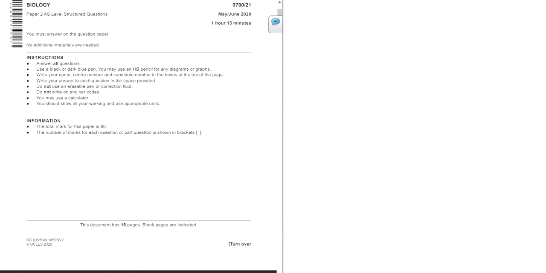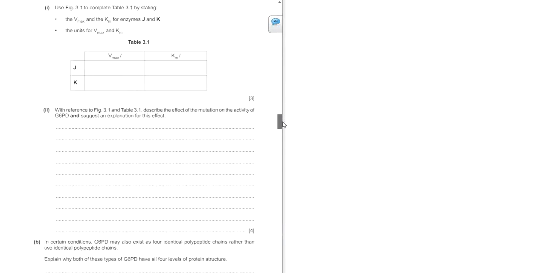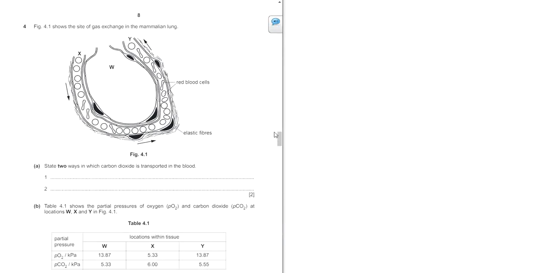We are in lesson 3, completing the paper 2 AS level structured questions for biology, the May-June 2020 paper 21 or 2-1. In the first two lessons we have completed questions 1, 2 and 3, and today we will have a look at question 4. Question 4 is all about blood and gas exchange and the involved organ systems, the respiratory system and the cardiovascular system. Okay, let's get started.